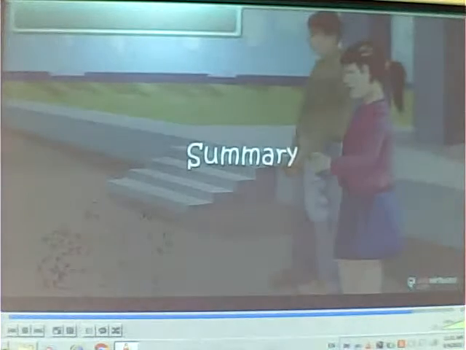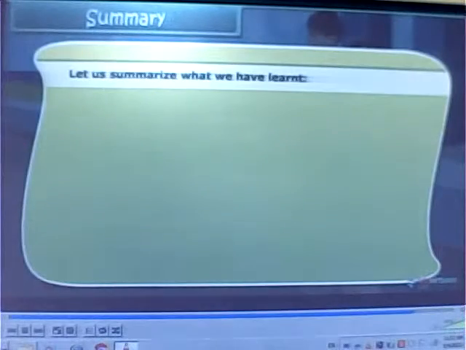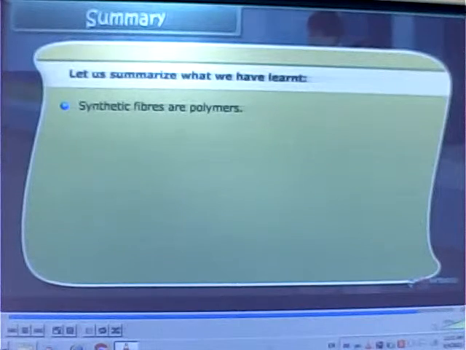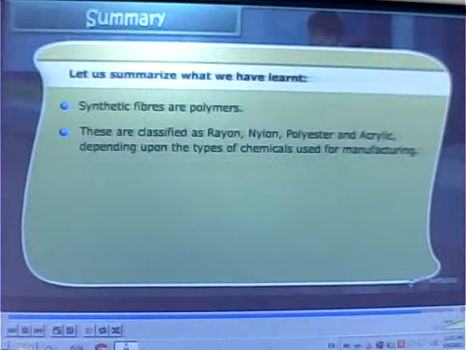Summary. Let us summarize what we have learned. Synthetic fibers are polymers. These are classified as rayon, nylon, polyester, and acrylic, depending upon the types of chemicals used for manufacturing.